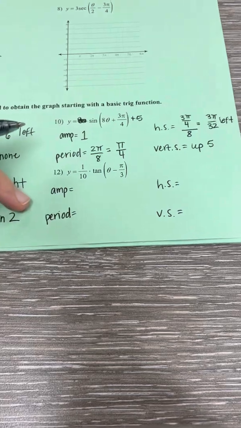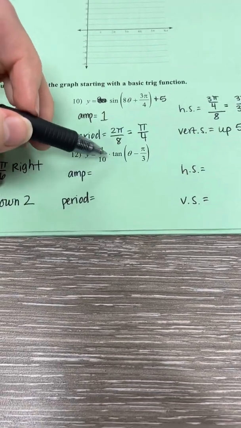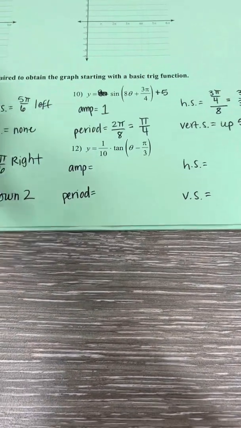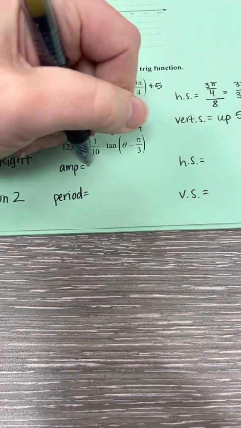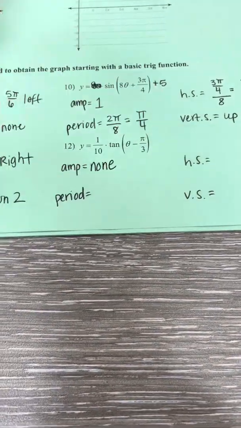All right, and then one more. So this is a 1 over 10 times tangent. Oh, but this is tangent. It's not secant or cosecant. Therefore, there will be no amplitude.